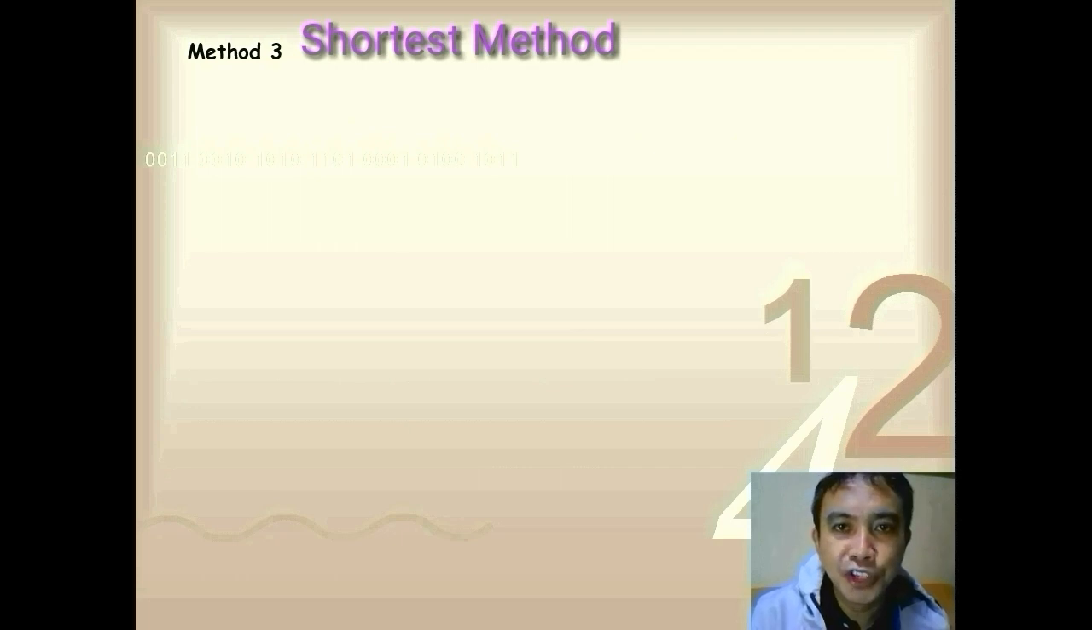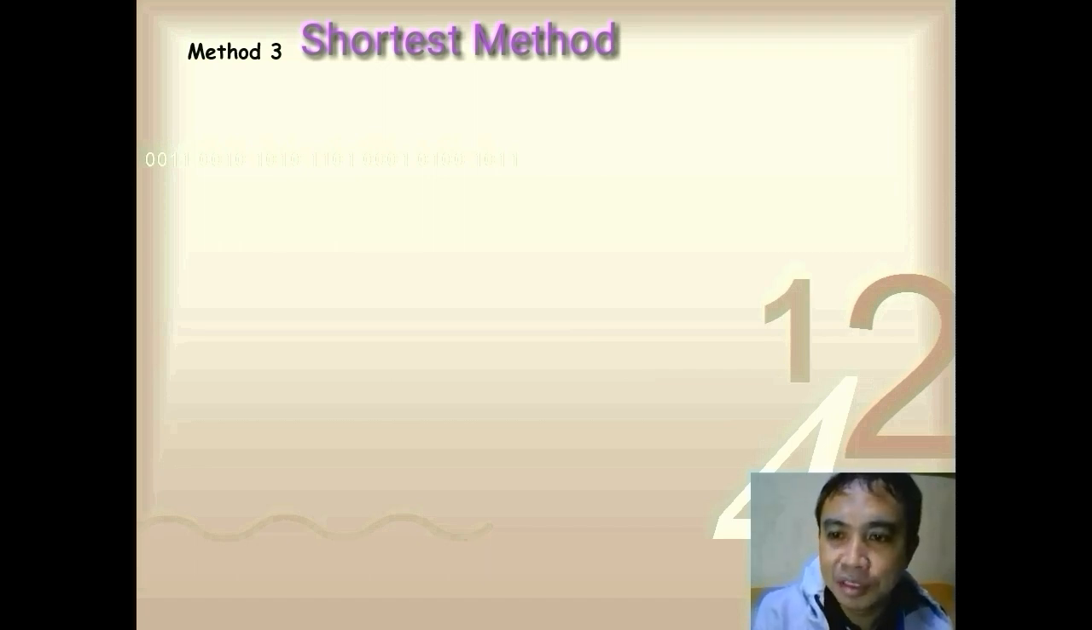Finally, the third and the easiest method. In the two prior methods that I have presented, there's always a need for us to first determine the LCD of the given fractions. In this method, there's no need for that. We simply need to follow 3 easy steps. Let me show you how.